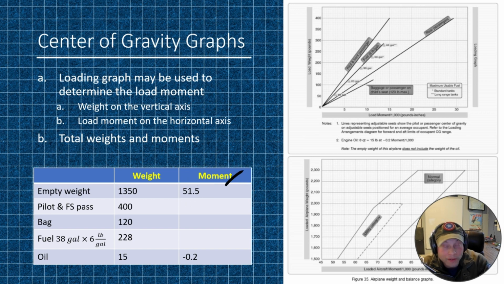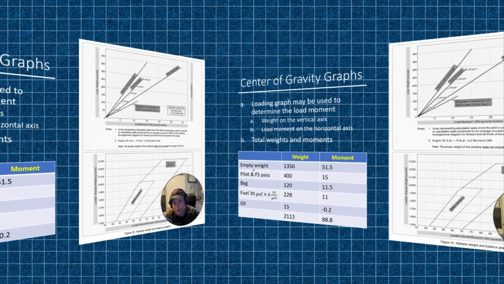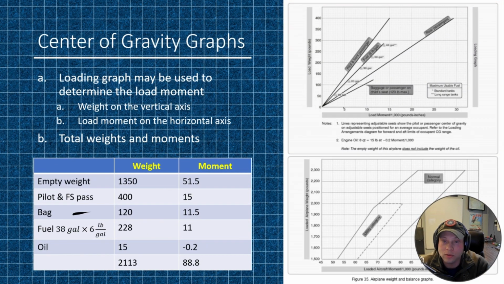The pilot and front seat passenger, 400 pounds. We're going to find this graph here, this loading graph. We've got the load moment on the x-axis and the weight on the y-axis. And we're just going to find the category we need, pilot and front passenger, and we're going to write it up to its weight, 400 pounds right here. And then our moment is going to be 15, right? And we do the same thing with baggage, 120. We find the baggage and go up to 120. We get a moment of 11.5?